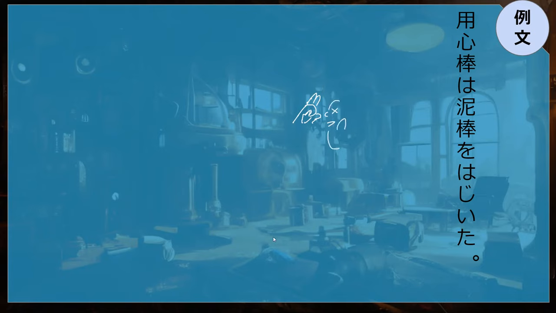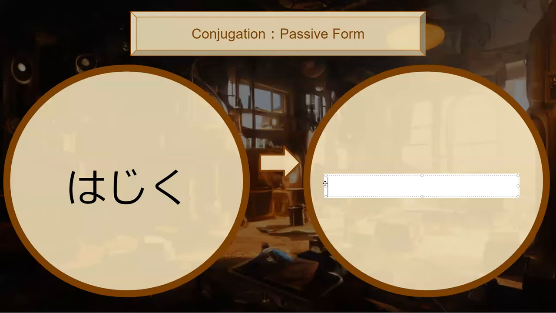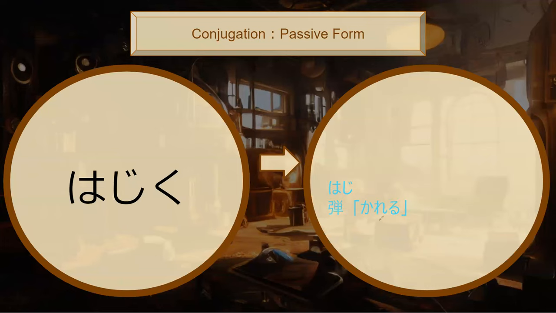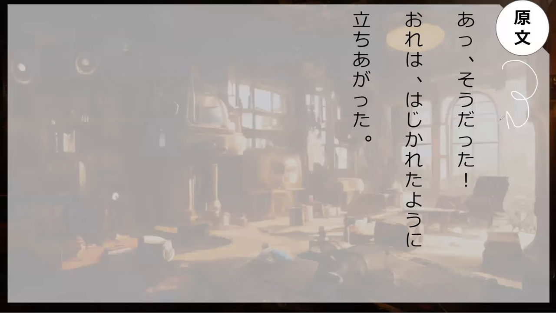Perfect. And what is the passive form of to flick? Hajiku, so hajikareru. Right, so we needed that R there. Hajikareru. Perfect. Hajikareta. So let's go read the line from the book.